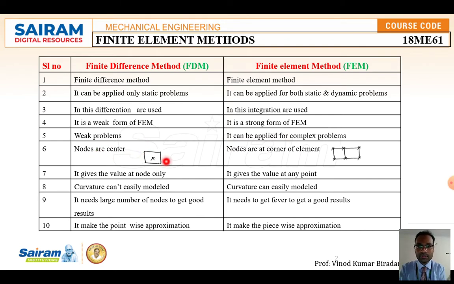Coming to the sixth difference, nodes are at the center. Look at this element: here the nodes are present at the center. Whereas in FEM the nodes are at each corner of the element, so that we get a better result as compared to this. So nodes are located at the corner of each joint or discontinuity of the element.